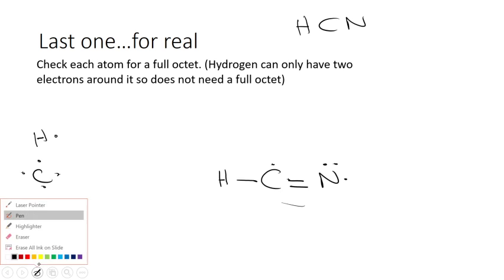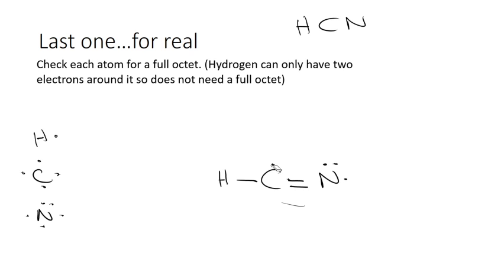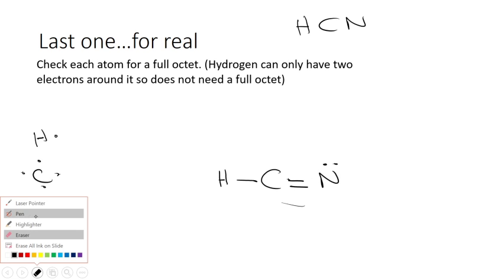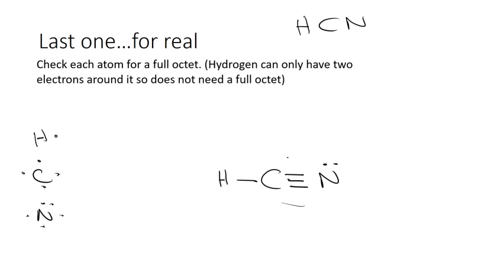What we need to do is make a triple bond. We're going to take one more electron from each of them, and we're going to draw in this triple bond. Hopefully now you can see, for carbon, 2, 4, 6, 8. Great. And nitrogen, same thing. 2, 4, 6, 8. Everything has a full octet. So that is the Lewis dot diagram for hydrocyanic acid.